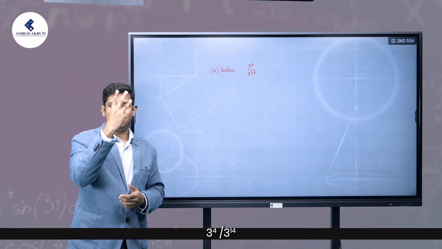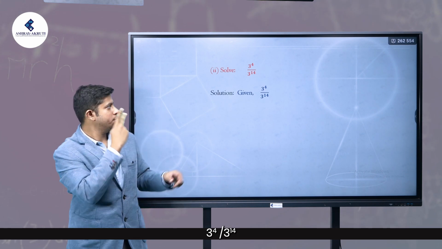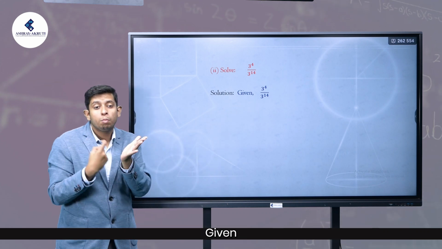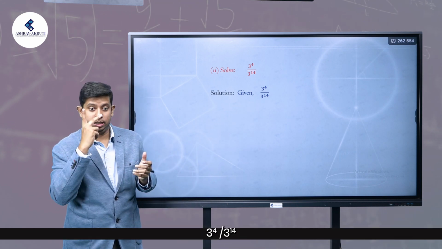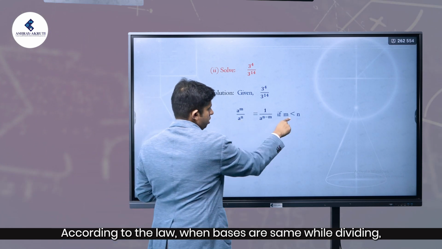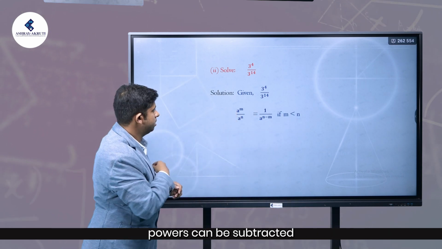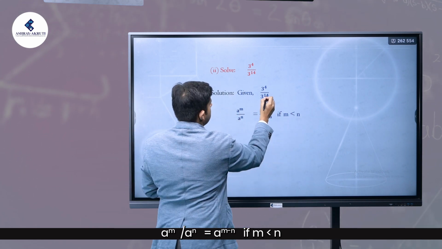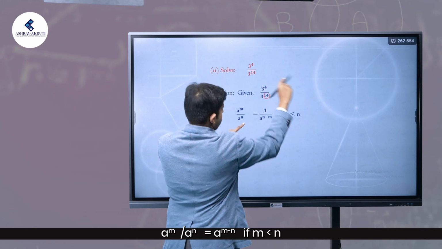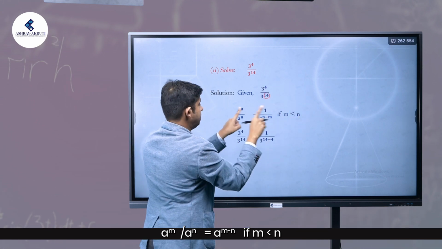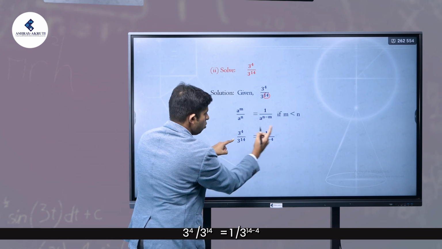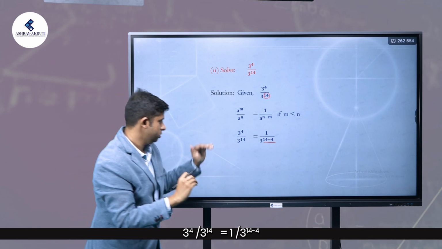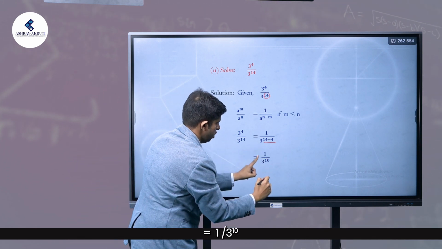Solve 3 to the power of 4 by 3 to the power of 14. Solution: given 3 to the power of 4 by 3 to the power of 14. According to the law, when bases are same while dividing, powers can be subtracted. A to the power of m by a to the power of n equals 1 by a to the power of n minus m if m is less than n. 3 to the power of 4 by 3 to the power of 14 is equal to 1 by 3 to the power of 14 minus 4, which is equal to 1 by 3 to the power of 10.